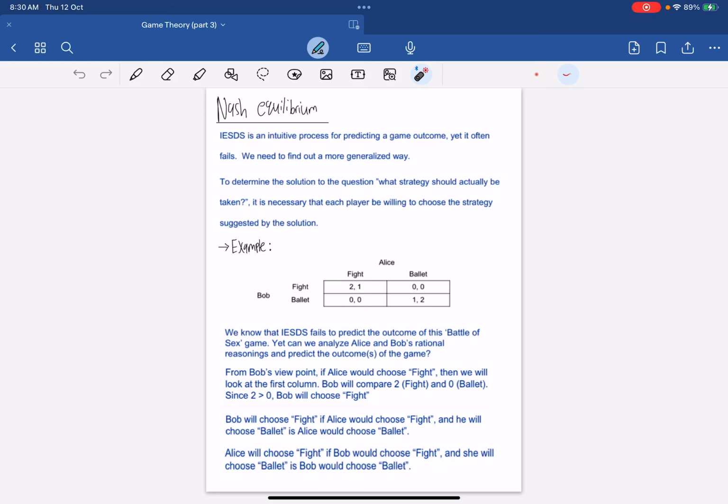Hi! So in the last video, we went through what is a static game, what is a strictly dominant strategy, and strictly dominated. So we talked about the idea of dominance, and we used a process of eliminating strictly dominated strategies using IESDS. But we also saw when it fails, and this gives us another notion that we need, and that is known as the Nash equilibrium.